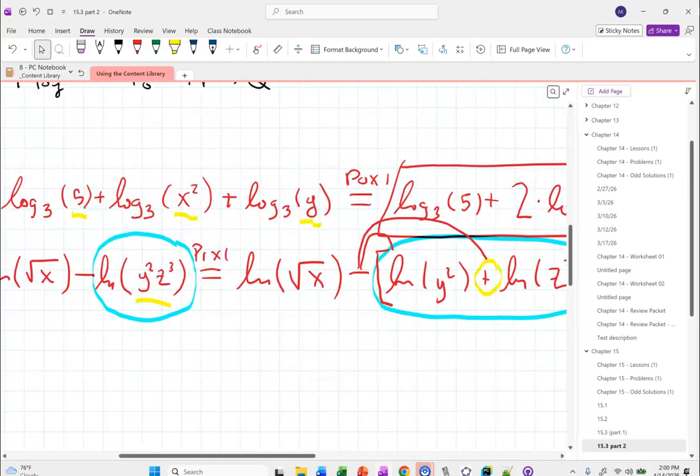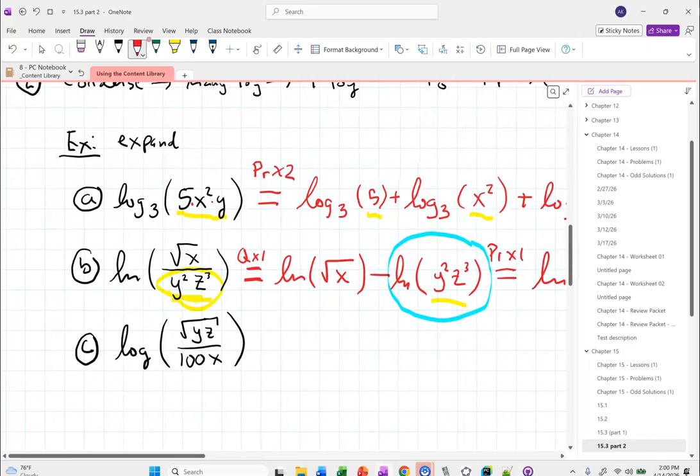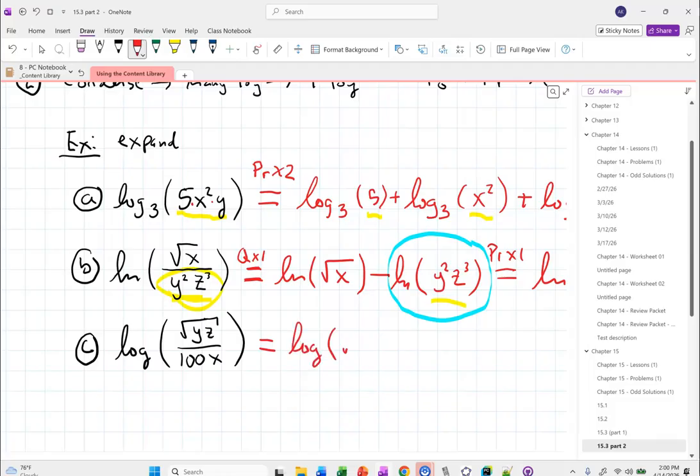All right. Next example. So what do we start by looking for? Quotient property. Do we see one? We do. So again, we'll have log of the numerator minus log of the denominator. Everybody's okay there?